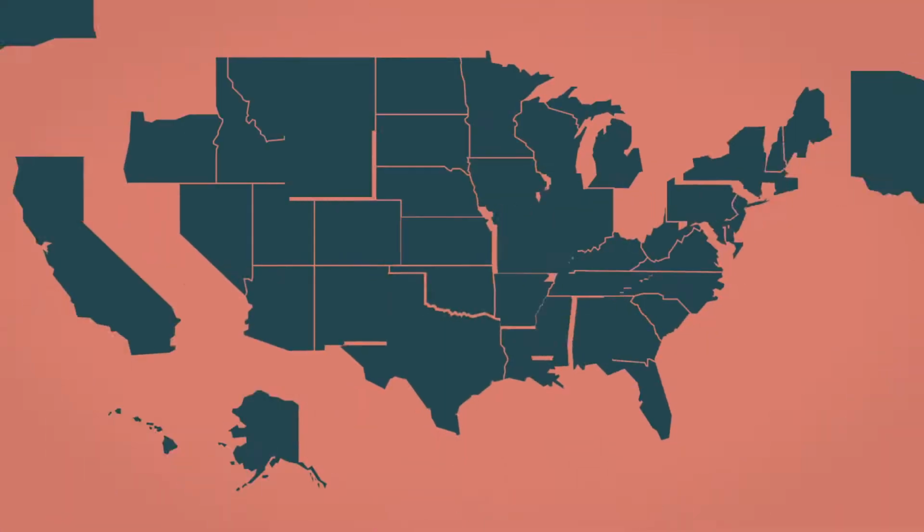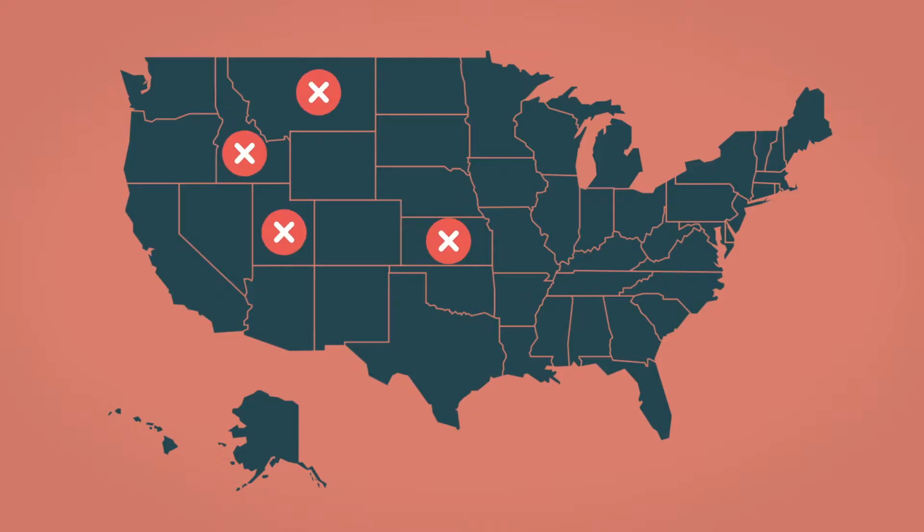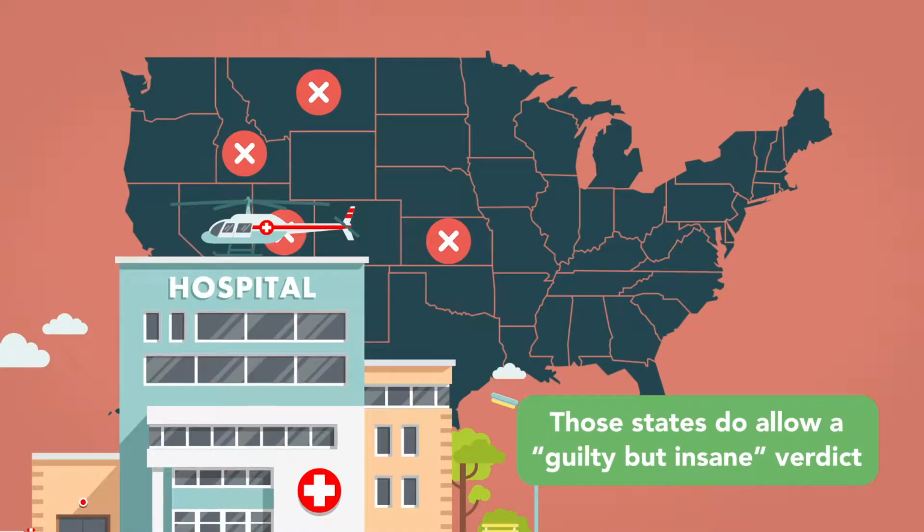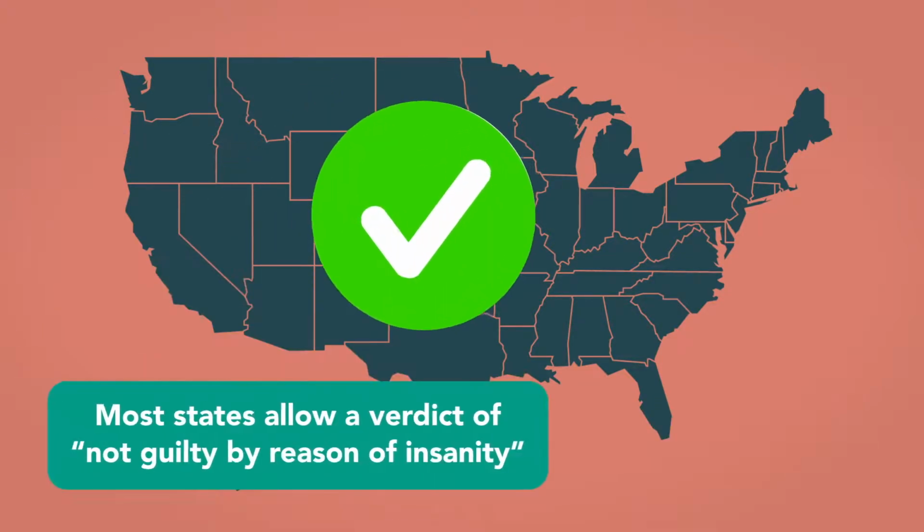The insanity defense is not allowed in a few states, but those states do allow a guilty but insane verdict that provides for institutionalization instead of a prison sentence. Most states allow a verdict of not guilty by reason of insanity, or similar phrasing, that also allows defendants to be institutionalized as criminally insane.